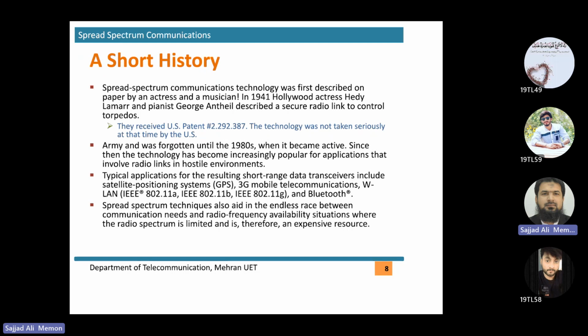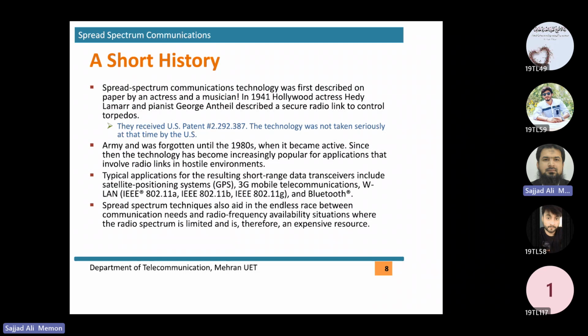So how this started, history is also included here. It was first described on paper by an actress and a musician in 1941, Hedy Lamarr and pianist George Antheil, who described a secure radio link to control torpedoes. They also had the US patent, the number is 2,292,387. The technology was not taken seriously at the time by the US Army and others, and was forgotten until 1980 when it became active.